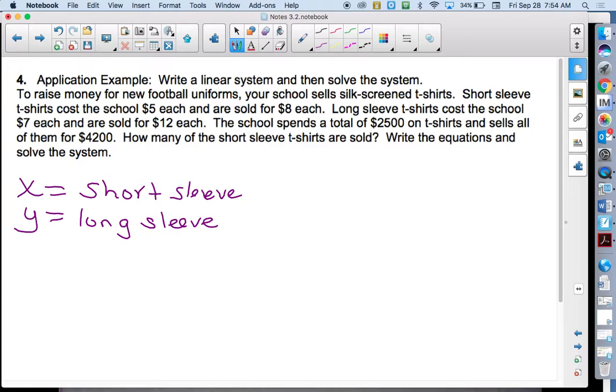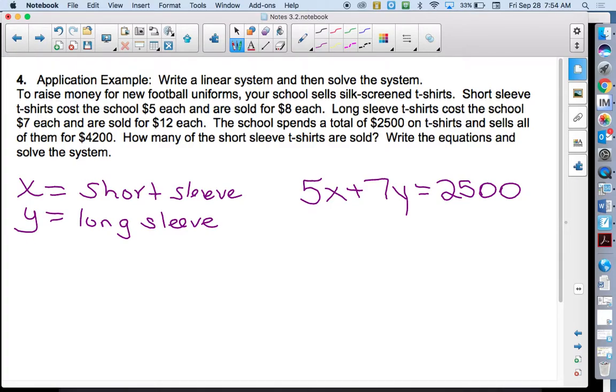Kenzie Myers, what do you think? Would you do 5x plus 7y equals 2,500? And why did you group that information together? Because that's the amount of how much they spent. Good. So all of these represent how much they paid for the shirts. So $5 for the short sleeve, $7 for the long sleeve. They spent a total of $2,500. So those would be considered like pieces.